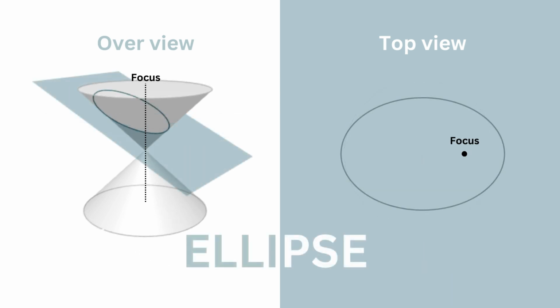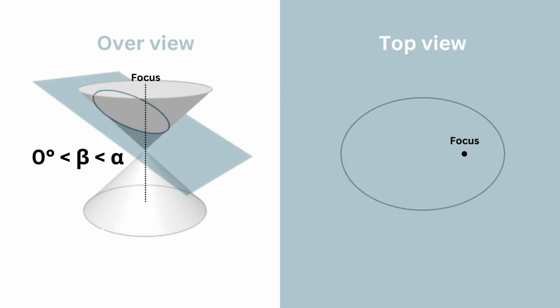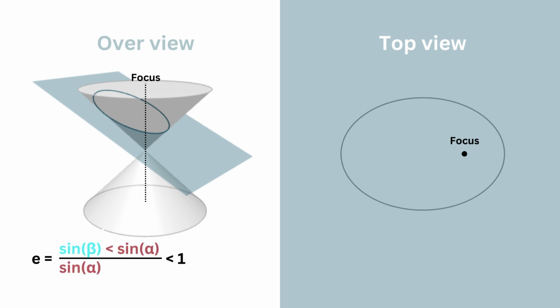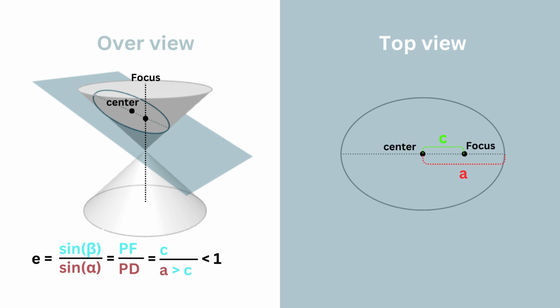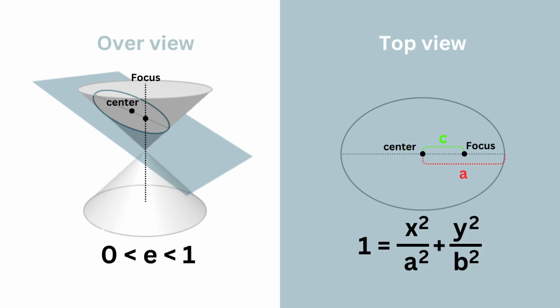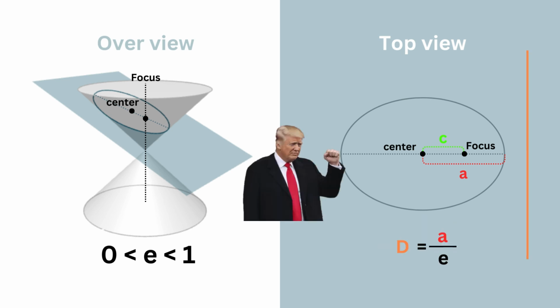Ellipse. Angle beta is larger than 0 and less than the cone's angle alpha. Sine of angle beta is smaller than sine of alpha. PD is larger than PF. Line a is longer than c. The equation is radius squared equals x squared divided by a squared plus y squared divided by b squared. The directrix of the ellipse equals a divided by e.